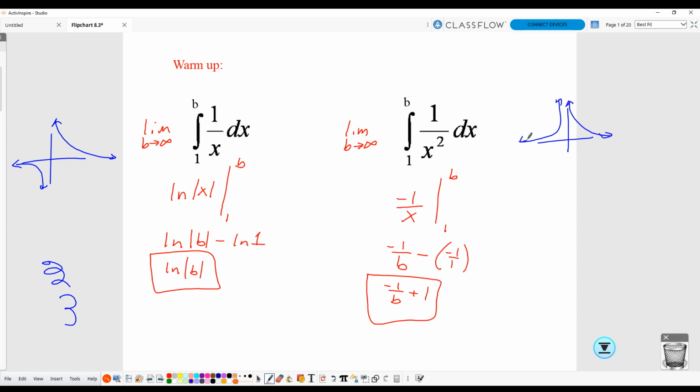So, all right. They look a lot the same, yeah? Because I don't care about the left side. I am integrating 1 to infinity. Okay, well, if this is going to infinity, what's natural log of infinity? Infinity. So, well, that makes sense.